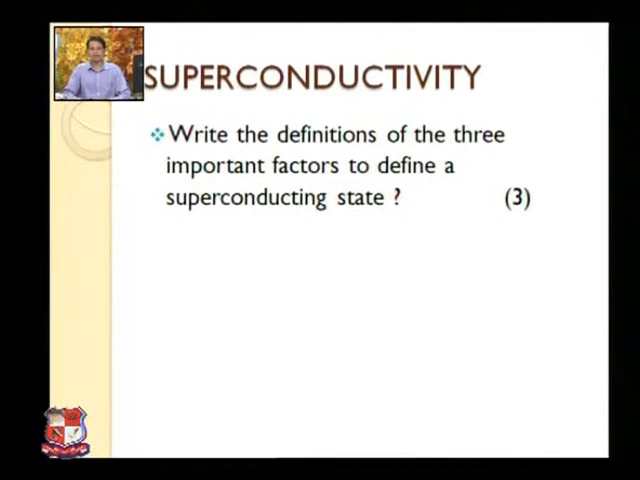The question was asked: write the definitions of 3 important factors to define a superconducting state. Here we are getting a solution for this question. In this solution, you have to write each and every definition for these 3 factors, and you can also represent the equation if it is there. Let us move to the answer.